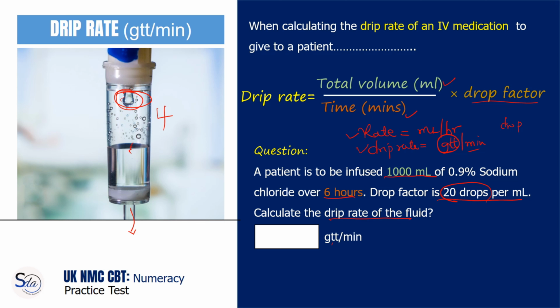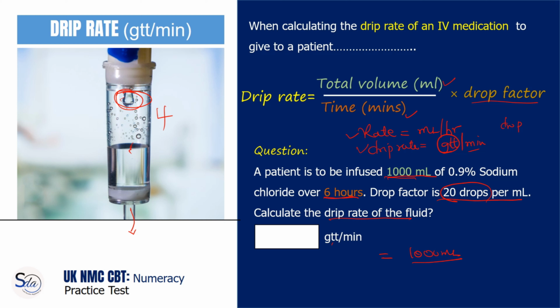So a patient is to be infused 1000 ml of 0.9% sodium chloride over 6 hours. Drop factor is 20 drops per ml. Calculate the drip rate of the fluid, and they've already given you the unit. So it's just about picking up the parameters in the question, punching them in the formula, and then you are good to go. It's as simple as that.